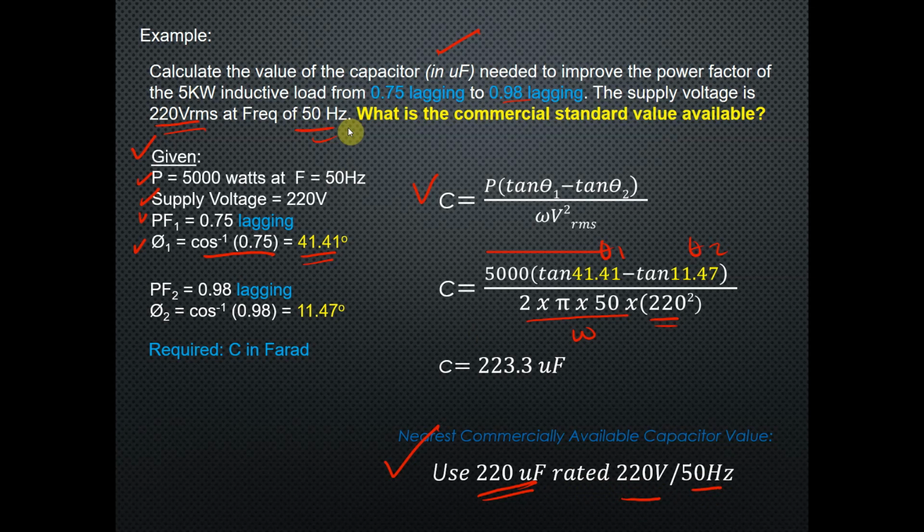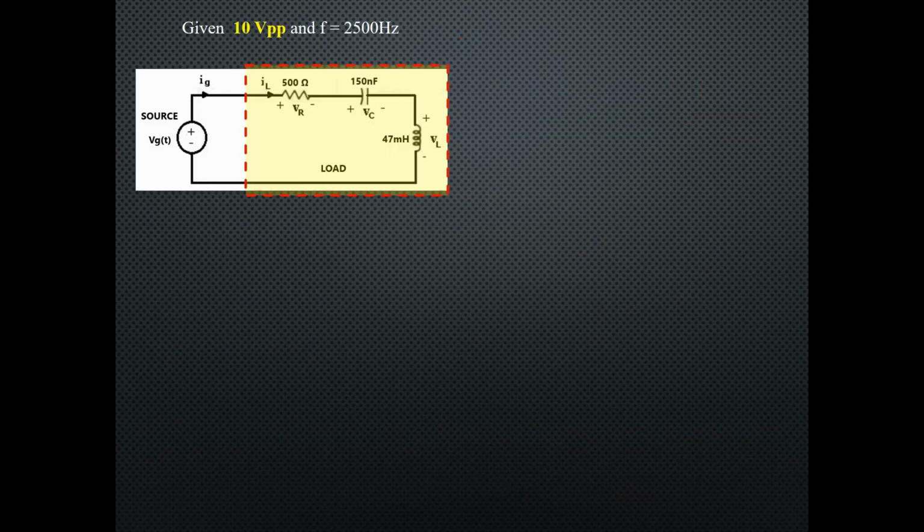Okay? Now, let us try to consider this circuit. This one is my load. I have a resistor, 500 ohm, and 150 nano. This is my load. Normally, the power plant also has a capacitor. But first, let us try to determine whether it is an inductive load, whether the effect of this is an inductive or a capacitive load.